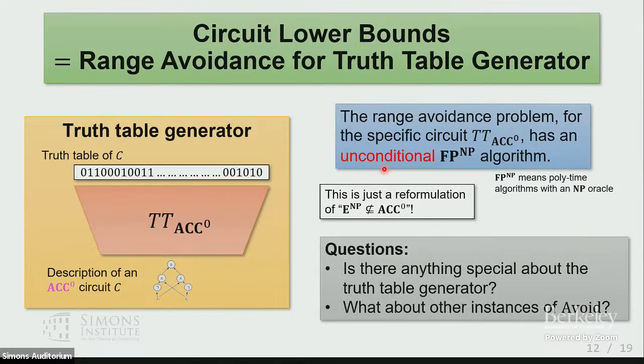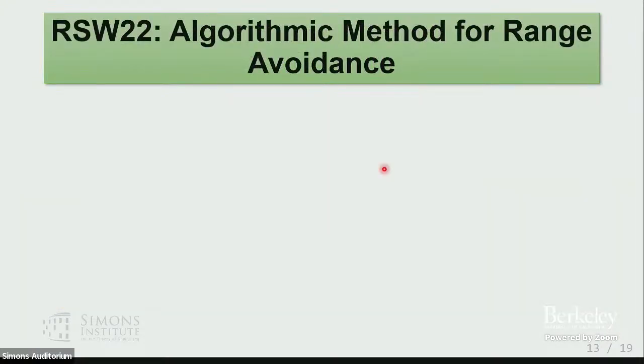So this naturally leads to the following questions. Is there anything special about truth table generators, and can we do general range avoidance? This was the motivating question when I started doing this project. We wanted to generalize the algorithmic method to the general range avoidance problem.